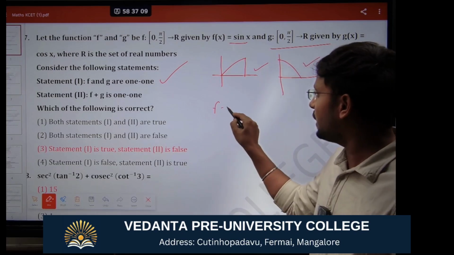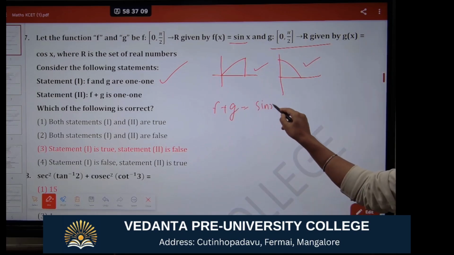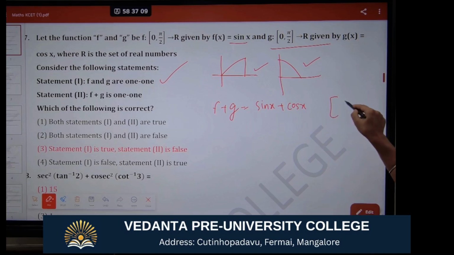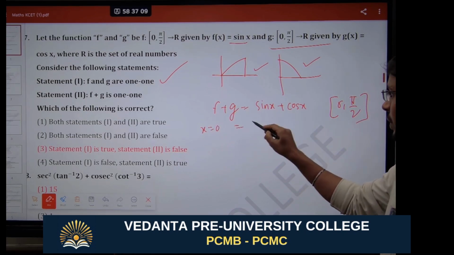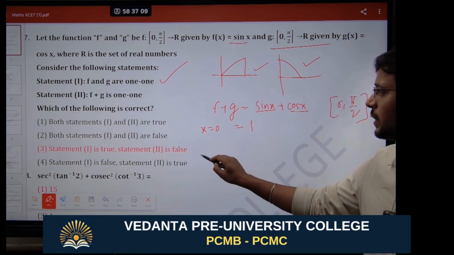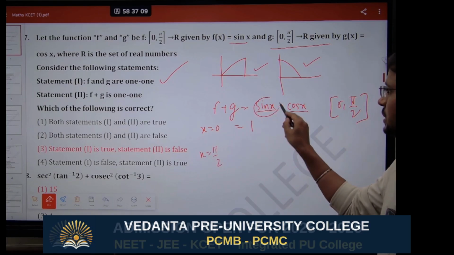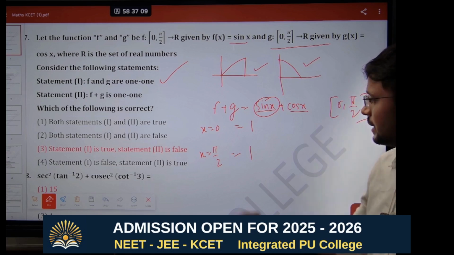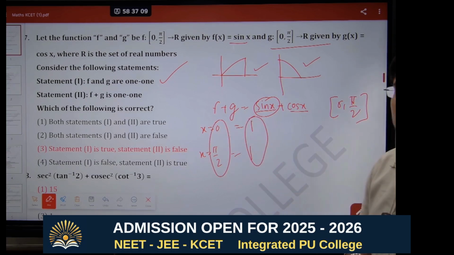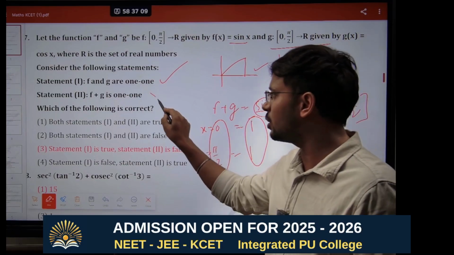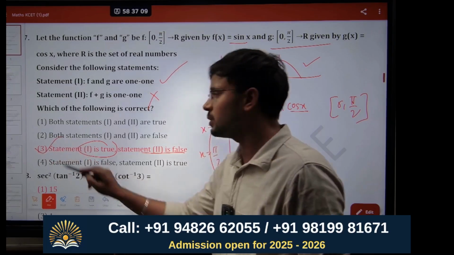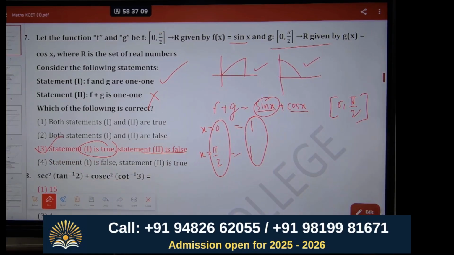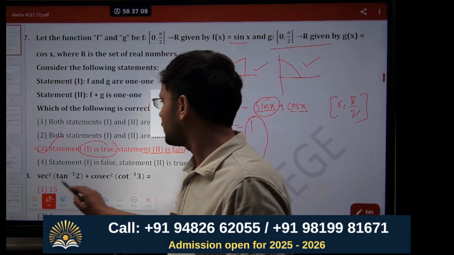What about f plus g? So f plus g is nothing but sin x plus cos x. And I have to check from 0 to pi by 2 whether this is also one-one or not. So if you see, put x equal to 0. So this will come 1. Sin 0 is 0, cos 0 is 1. Put x equal to pi by 2. Again you see this is 1, this is 0. So can I say for 2 different inputs, the same output is coming? So this is not one-one, it is many-one. So f plus g cannot be one-one. So what is correct? 1 is true, second is false. So the answer is option number 3. I hope it is clear.